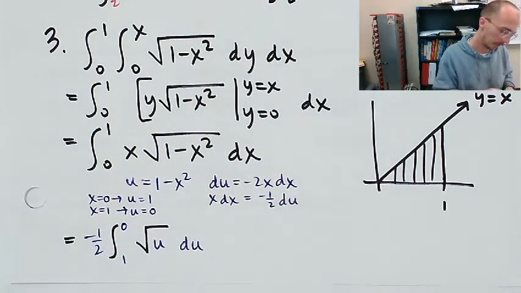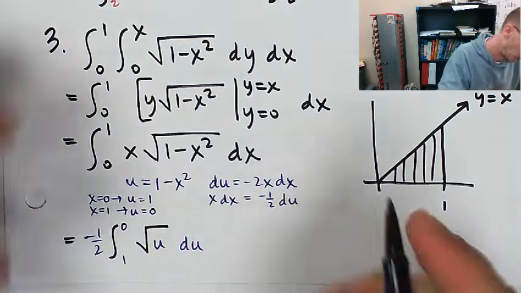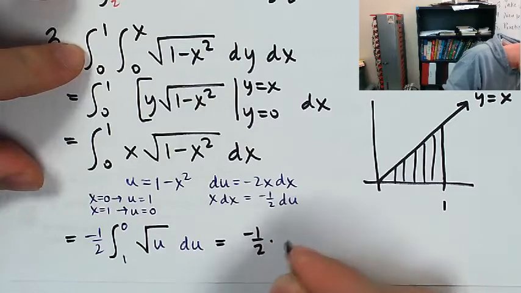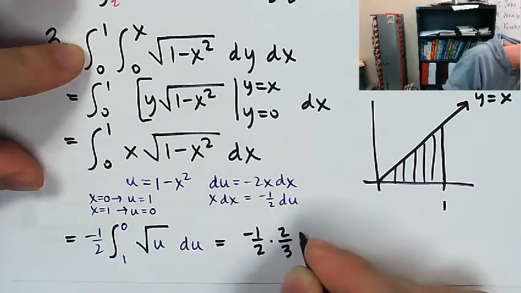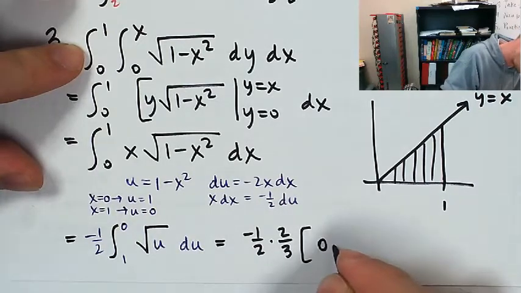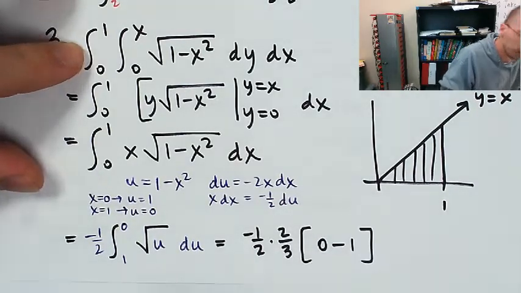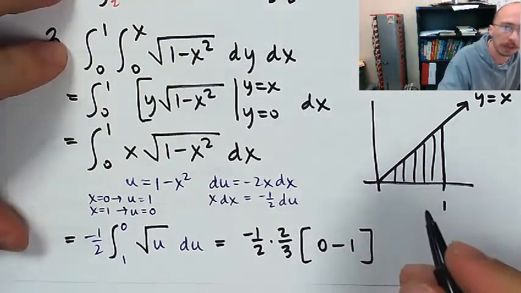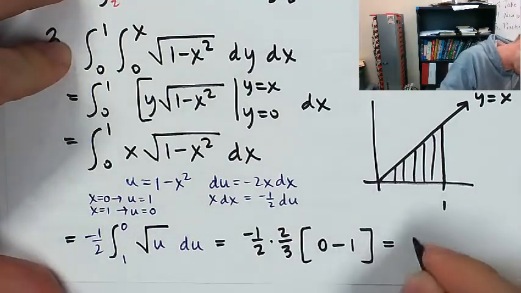I can say that that's 2/3 of u to the 3 halves. So that's negative 1/2. I'm going to factor out the 2/3. And then I'll be left with u to the 3 halves, so that's 0 to the 3 halves minus 1 to the 3 halves. Both of those, I know what those are pretty easily. And so I'll just end up with positive 1/3.